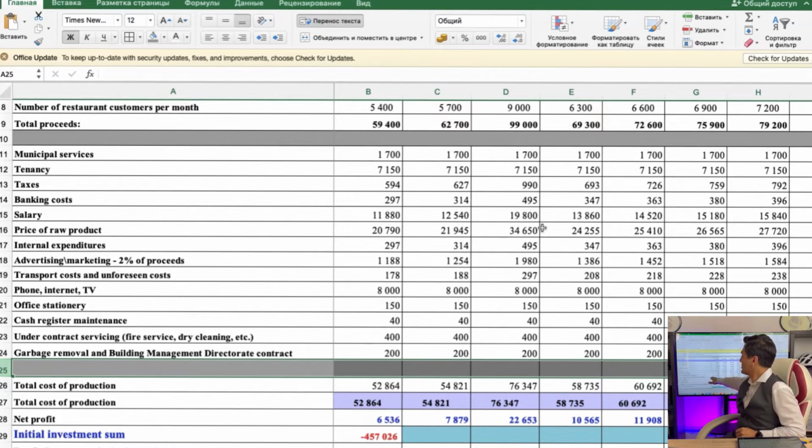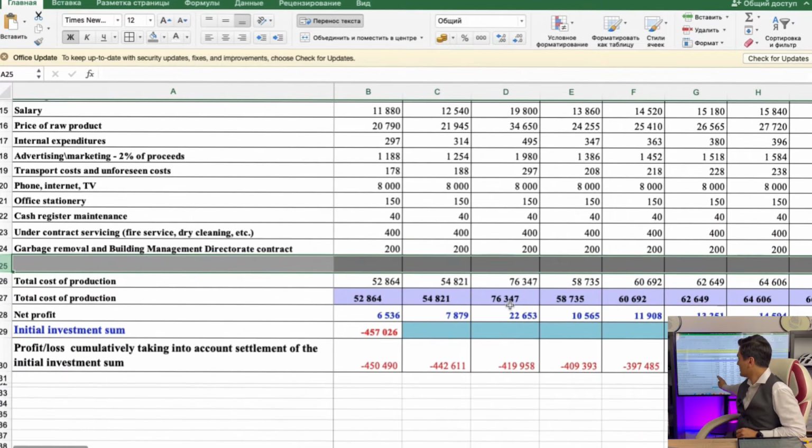External expenditures 21,000 rubles, advertising 2% from the proceeds, transport costs, phone and internet, office costs, cash register maintenance, under contract servicing, garbage removal. All of these expenditures are month to month. They are paid constantly. You spend money on this every month, and depending on the turnover of the business, some costs are increasing. And so you have now written down all monthly expenditures.